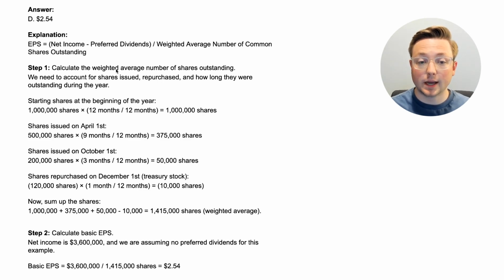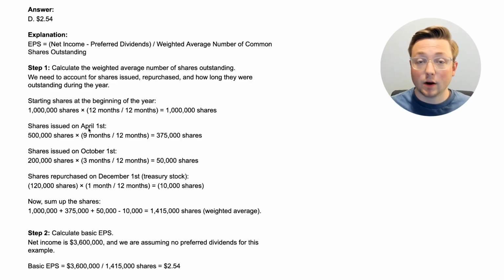Step 1, we have to calculate the weighted average number of shares outstanding. This is something that is pretty simple if you know and remember how to do it. So let's walk through it and think through how it works. This is one way you can calculate it. I'll show you in the next question another way you can calculate the weighted average. So you start with the shares that they had at the beginning of the year. So 1 million shares. They had those 1 million shares the whole year, so we just count that 12 out of 12 months.